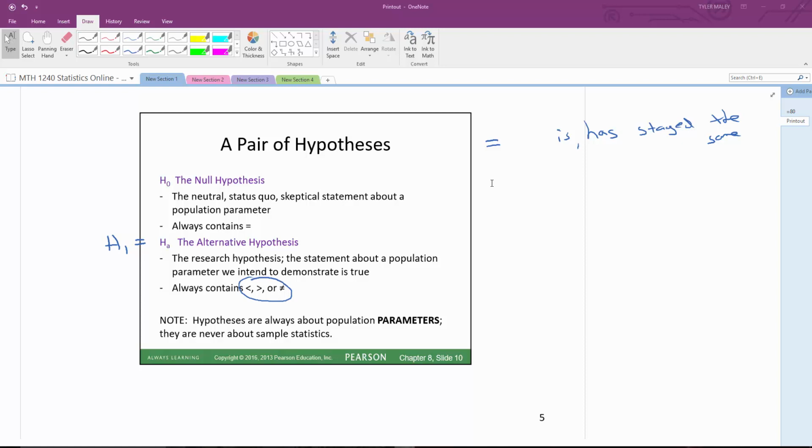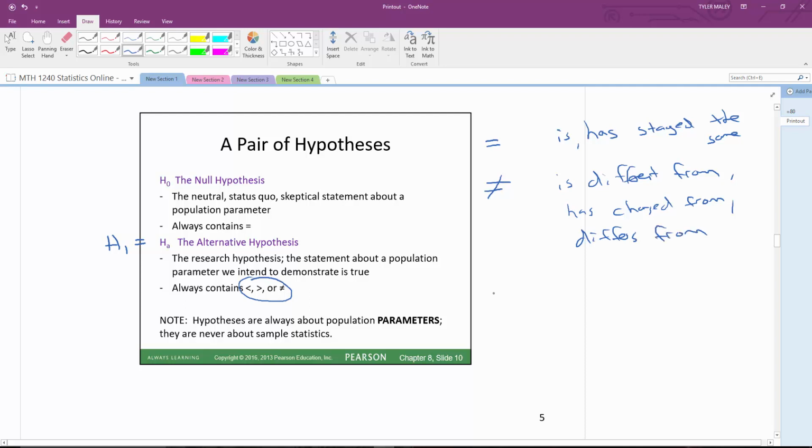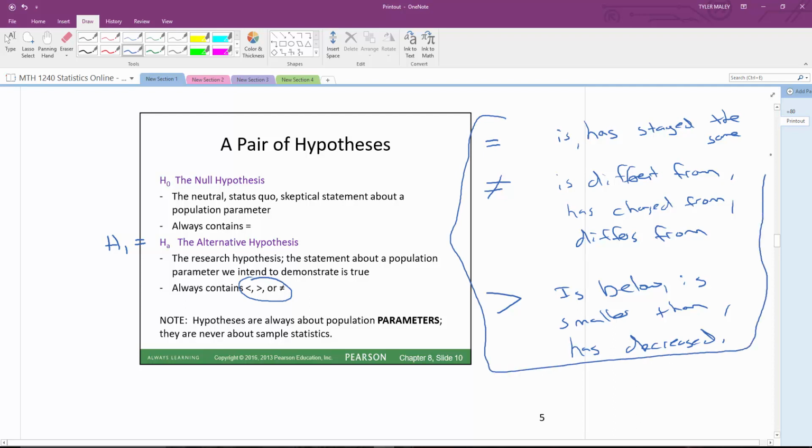So some words you might use for the not equal sign: you might see something like is different from, has changed from, or differs from. And to use greater than or less than, some synonyms that you might see are is below, is smaller than, or has decreased.